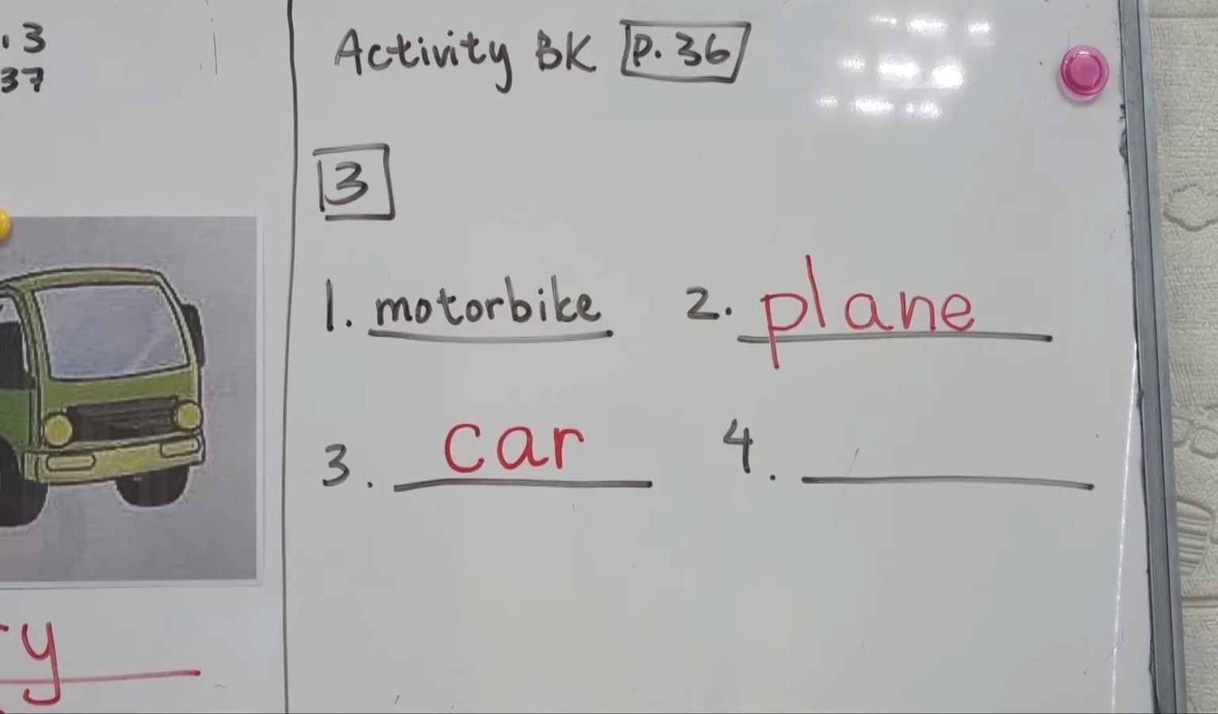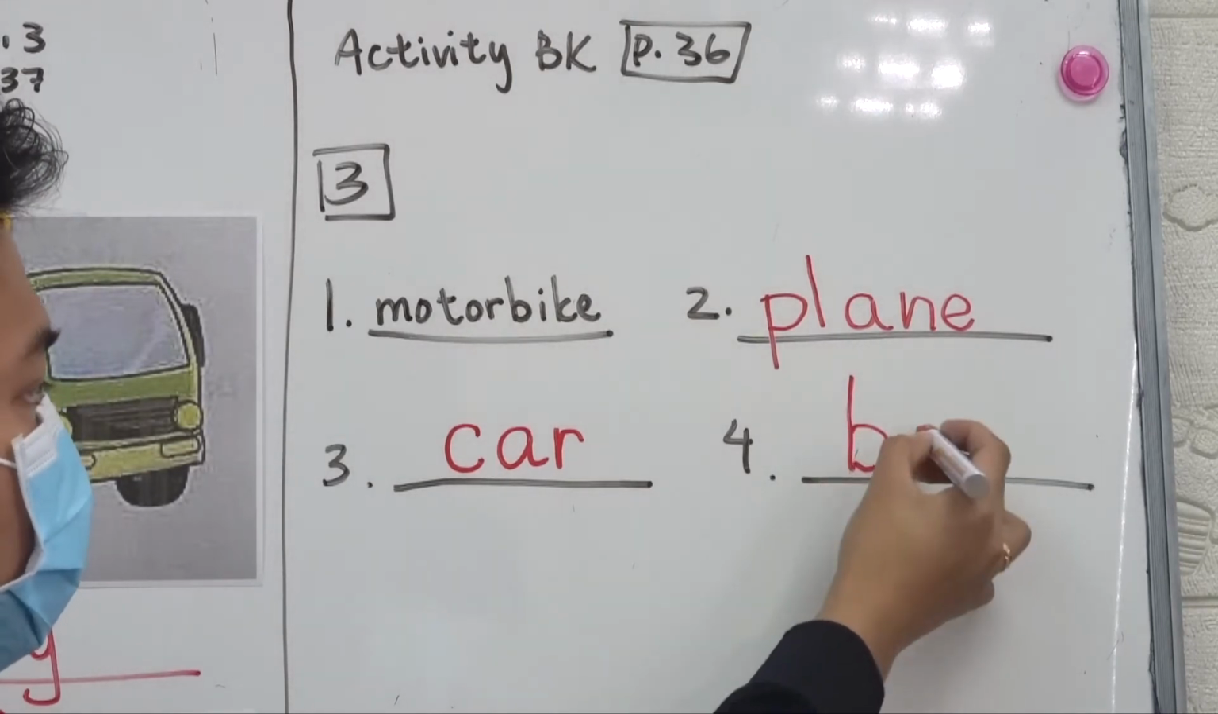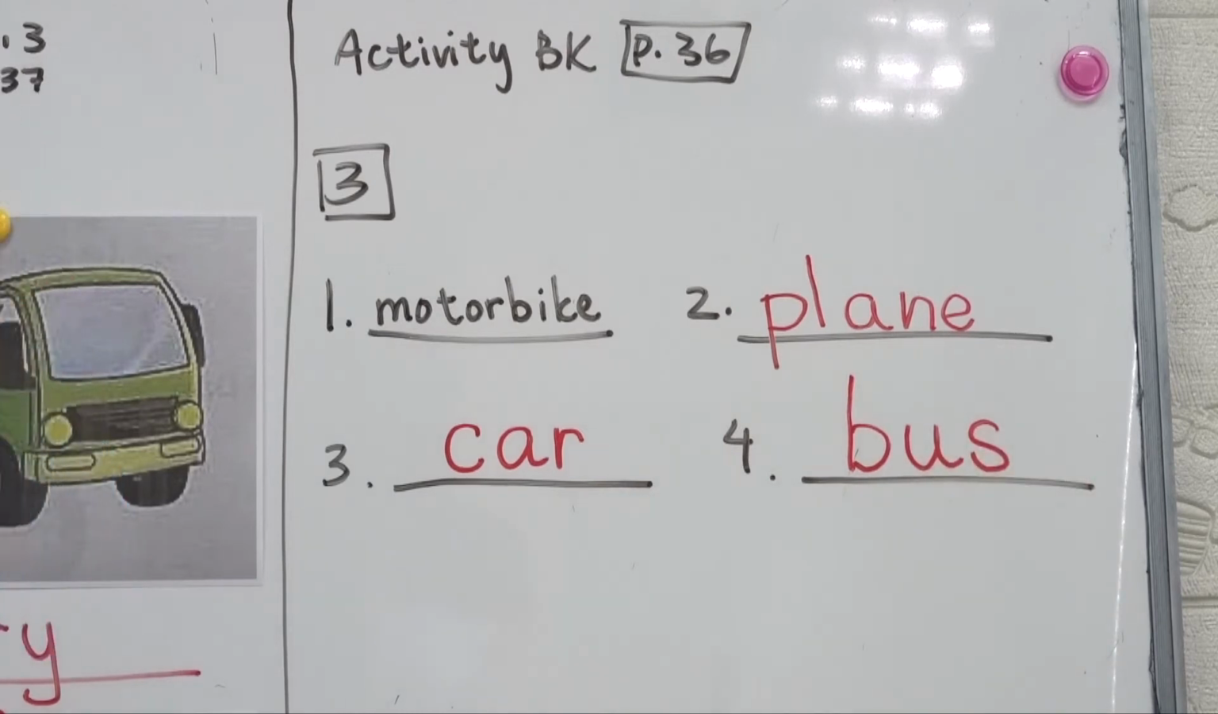Number 4. How do you spell bus? B-U-S. Bus. That's correct. Very easy. If car is very easy, bus is also very easy, right? It's only B-U-S. Bus, right? So check your answers, please.